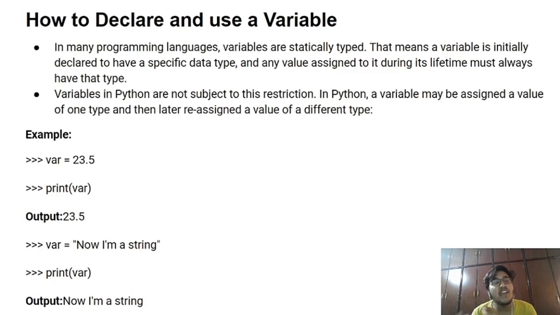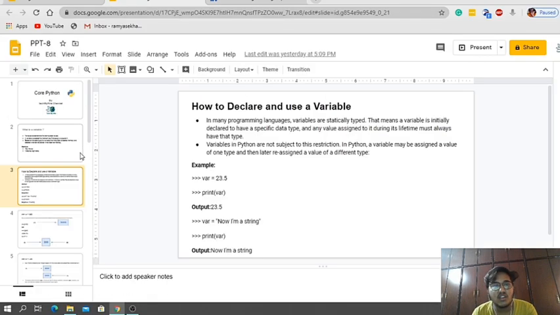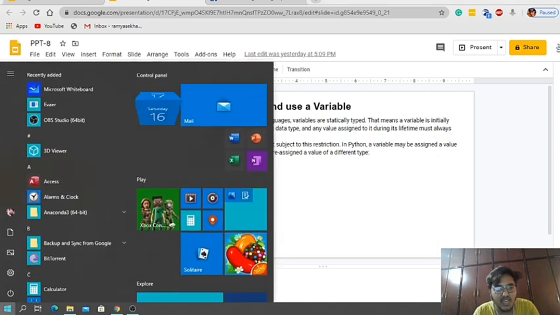So in many programming languages, variables are statically declared, as I have already mentioned. That means a variable is initially declared to have a specific data type, and any value assigned during its lifetime must always have that type only. So let me show you with an example what I have to tell you.